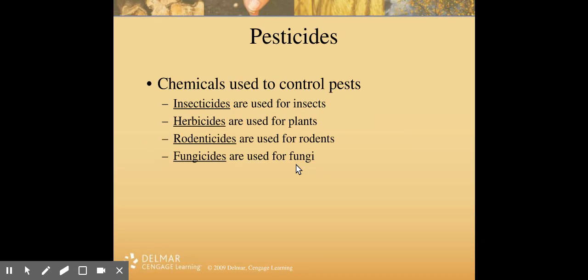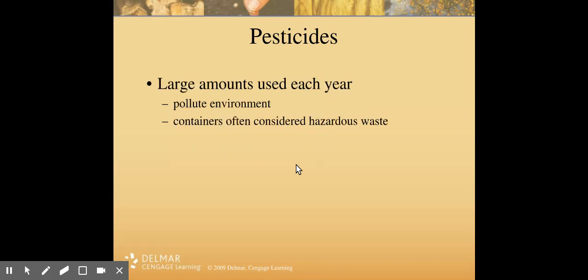Pesticides: chemicals used to control some sort of pests. If you've taken one of my ag classes, you probably already know that the name kind of tells you what it controls. Insecticides control insects. Herbicides control plants. Rodenticides are used for rodents. Fungicides are for fungus. Obviously, we use a lot of pesticides every year.